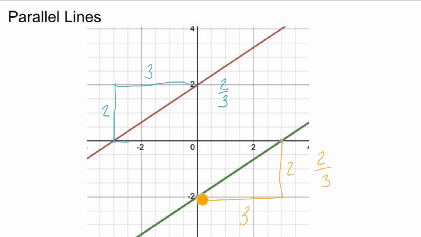intersect. Every time this one goes up 2 and over 3, this one's going to do exactly the same. It's like playing a game with someone and you're winning, and every time they score a point, you score a point. They will never beat you. Okay, your scores will never be the same. This is what makes lines parallel, having the same slope and a different y-intercept.